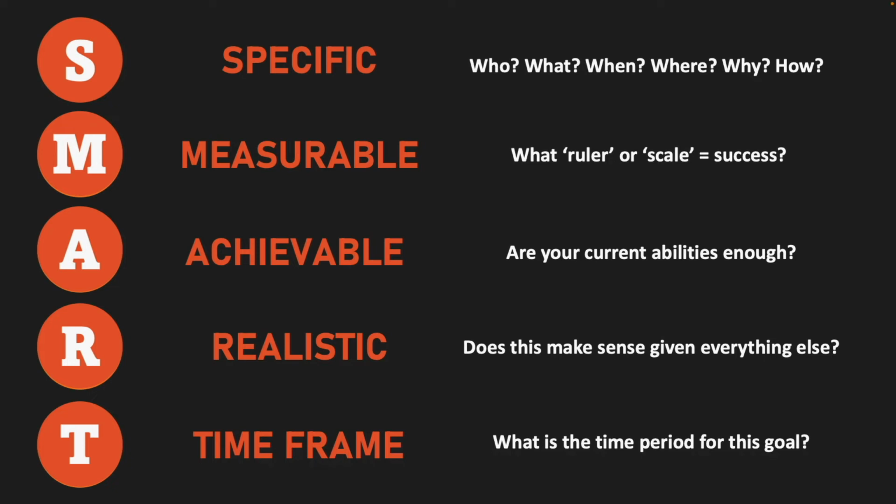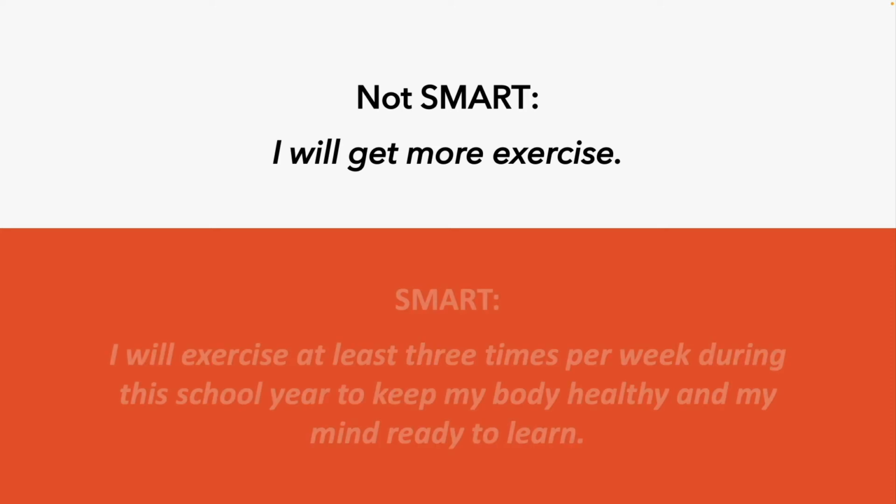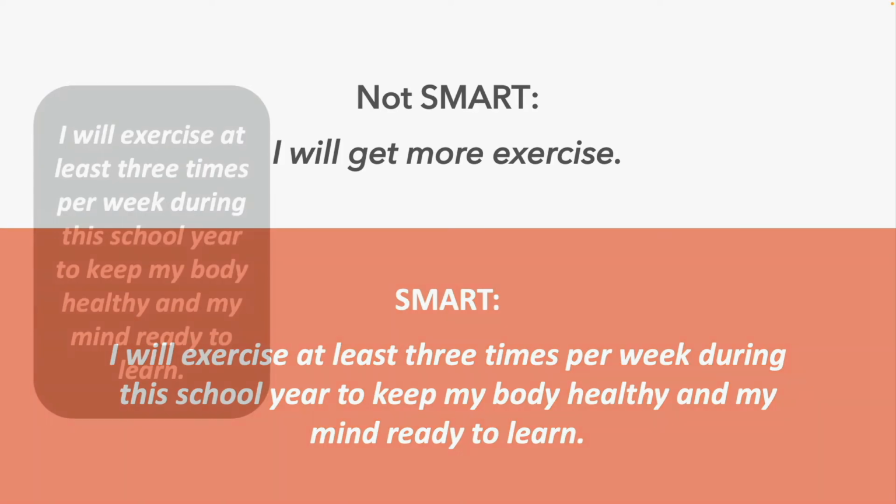Now, there's a lot to unpack here, so let me offer some examples to try and make this more real. A common sentiment you might hear from people, I know I've said this myself in years past and probably still do, a goal we might have that would not be SMART, that would not meet these 5 conditions, S-M-A-R-T. A not SMART goal might be something like, I want to get more exercise, I'll get more exercise. That's a good goal to have, but it's very vague and unformed. A smarter way of phrasing this might be, I'll exercise at least 3 times per week during this school year to keep my body healthy and my mind ready to learn.